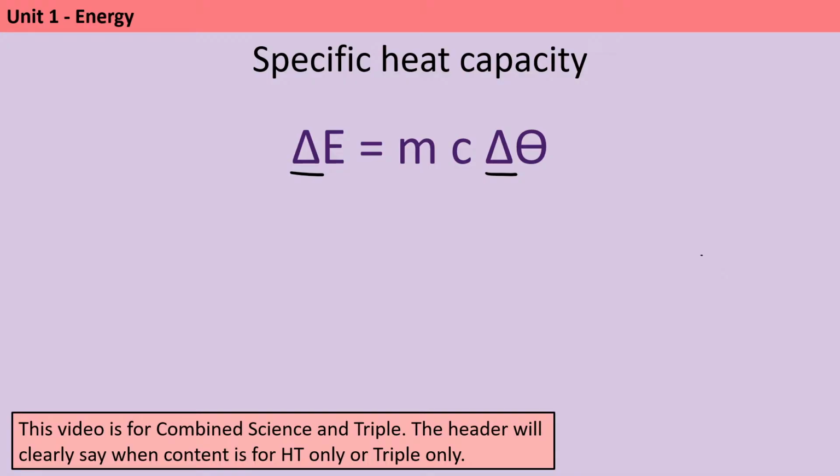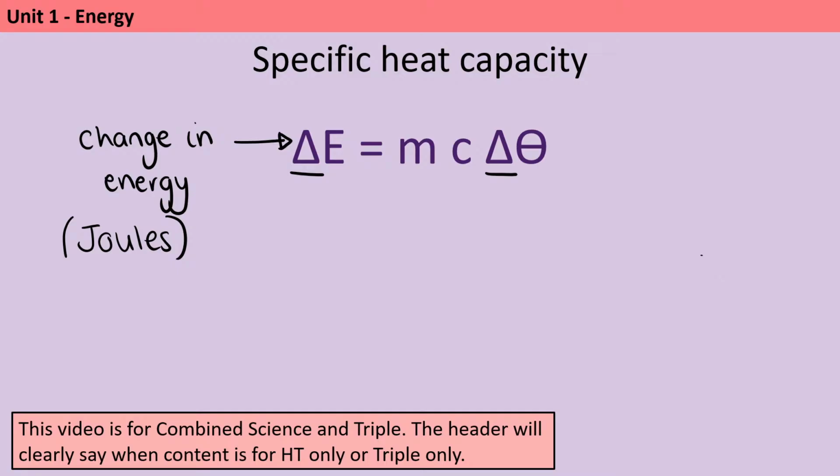In order to carry out the required practical, we're going to need to do some calculations of specific heat capacity, and for that we need this equation. Now this one is often a little bit intimidating to people because there are some extra symbols. This triangle sign is called a delta sign, and it's the sign for a change in something. So delta E isn't two different things that have been multiplied together, it's the change in the amount of energy that's available. And it's measured in joules because, of course, it's energy.